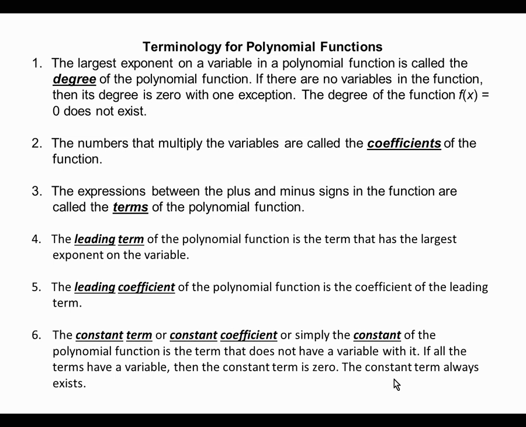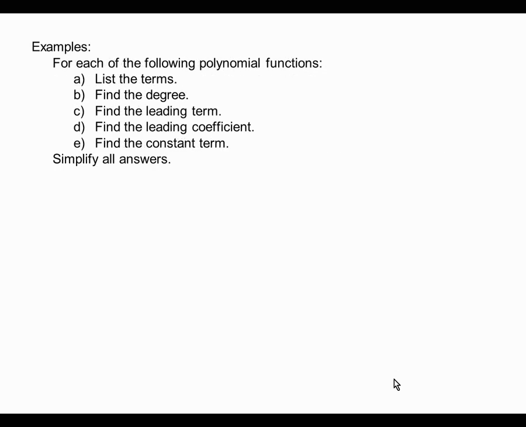Let's try some examples of all this. So for each of the following, in part A, list the terms. In part B, find the degree. In part C, find the leading term. Part D, find the leading coefficient. And in part E, find the constant term, and of course we will simplify all our answers.